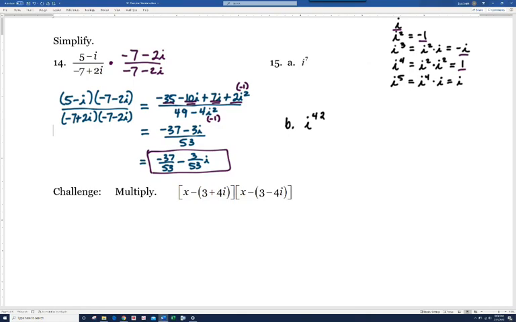All right, so let's see how this works. So you'll have to do this in the homework.